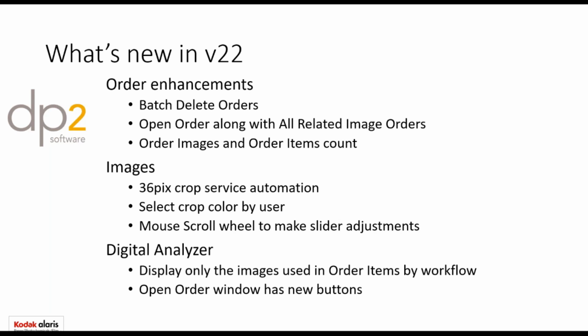I'm going to show you a new 36 pix crop service, an automation there. I'll show you how to select a crop color by user. There's a number of different ways. It's a system setting. There's all kinds of things. There's some things in the digital analyzer. And depending on how much time we have, I may not go into the digital analyzer, but so that you know there's some enhancements that have been made there as well.